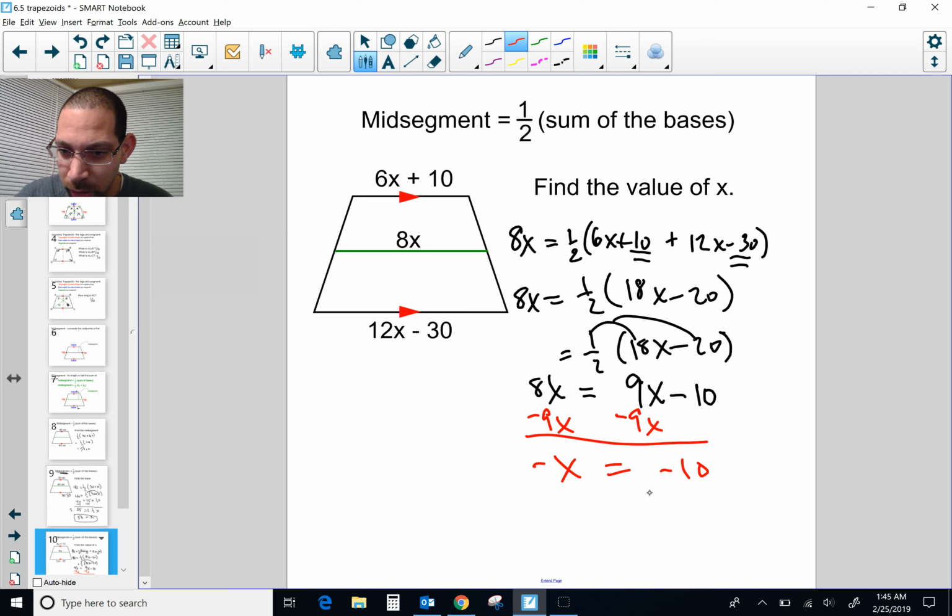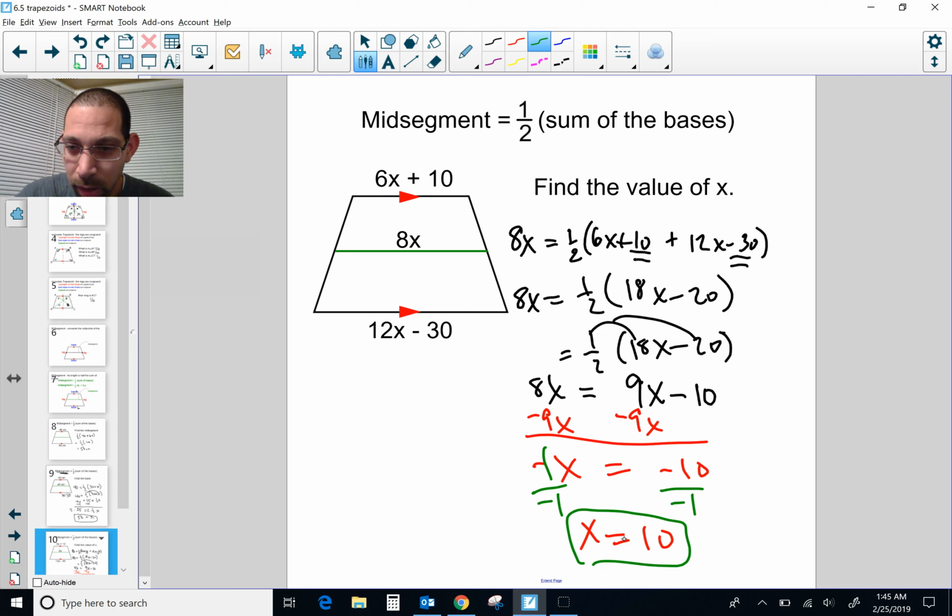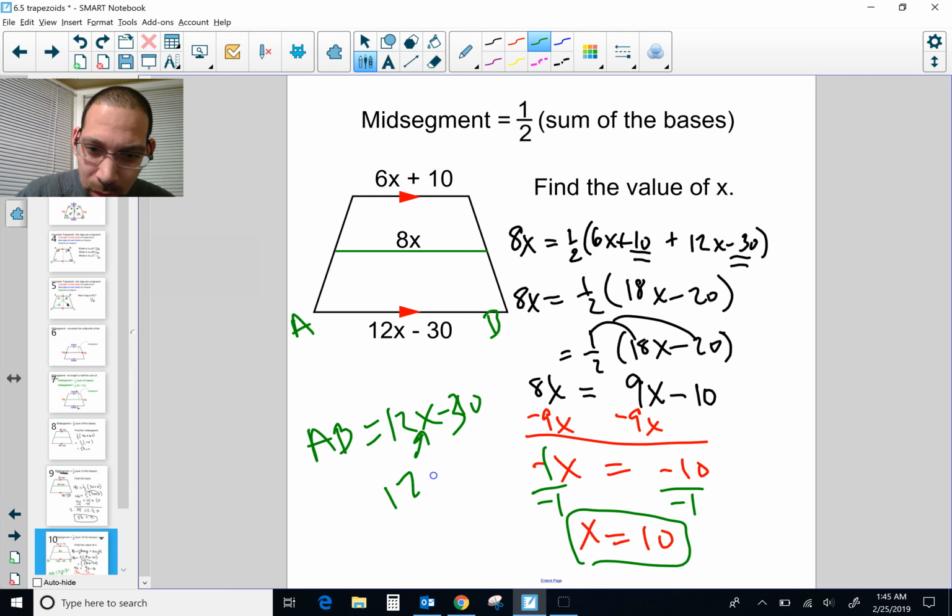So if negative x equals negative 10, that means positive x equals positive 10. Or if you prefer, you could treat this like a negative 1 and divide both sides by negative 1. Either way, your answer is going to be 10. Now, I could have also said find the value of, call this AB, which is 12x minus 30. You put the 10 in place of the x right here. That'd be 120 minus 30, and the answer is going to be 90.